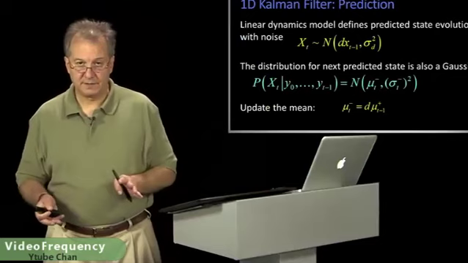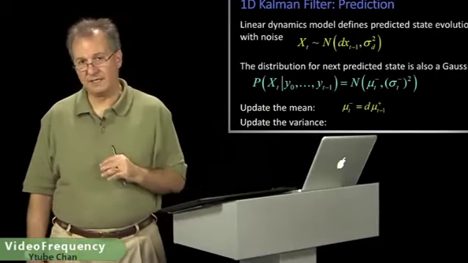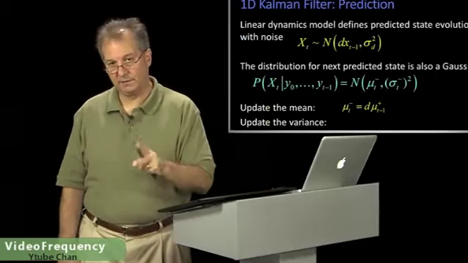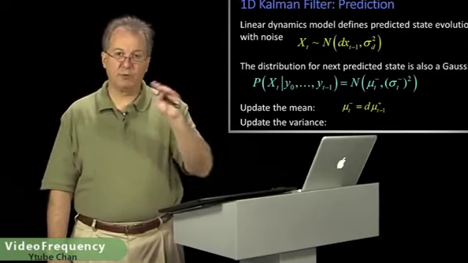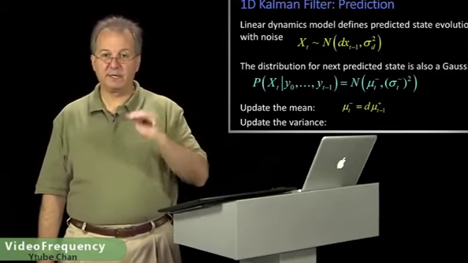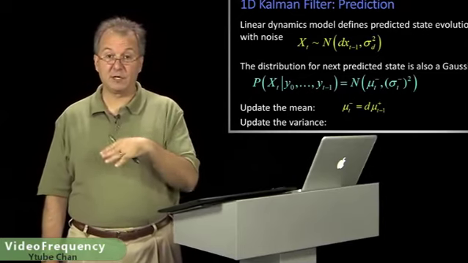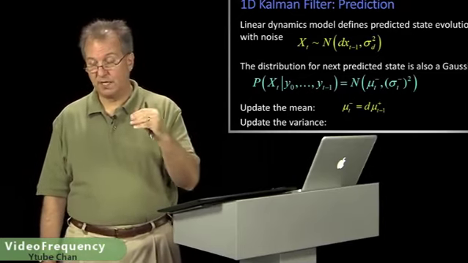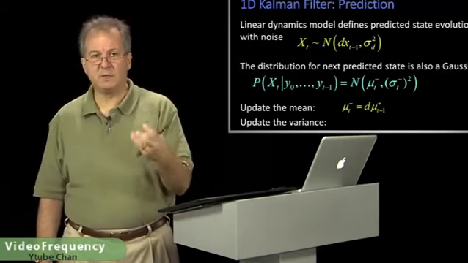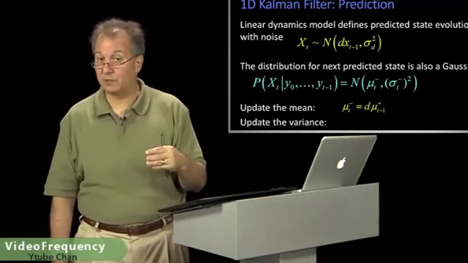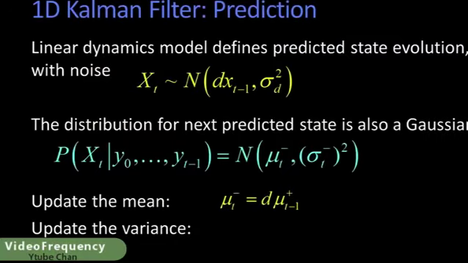But what about the variance? Now we have to update the variance. There are two things going on. First of all, we're taking some previous variable and multiplying it by a constant. That variable had some sigma squared to it. And maybe you remember, if you have a Gaussian and you multiply it by a constant, its variance goes up by the square of that constant. So just in the multiplication part, whatever the variance was before is going to go up by d squared. But wait, we're not done.